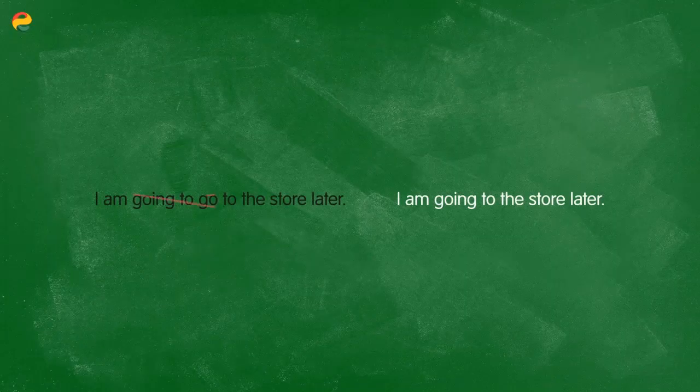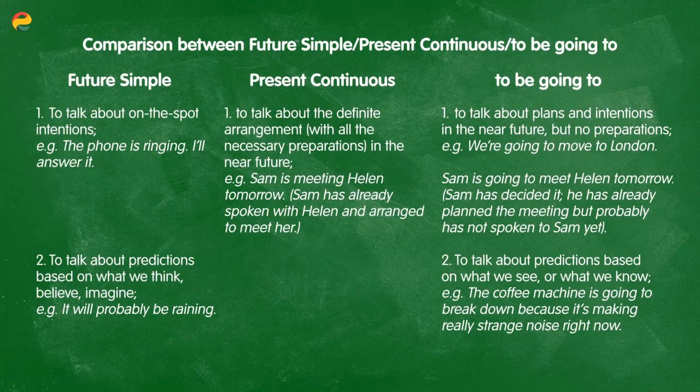And remember that it's incorrect to use verbs of movement, for example, to go, with the phrase to be going. For example, I am going to go to the store later should just be I am going to the store later. There's no need for the extra to go. So, now let's sum up the cases of usage of the future simple, the phrase to be going to, and the present continuous tense by looking at Table 3.